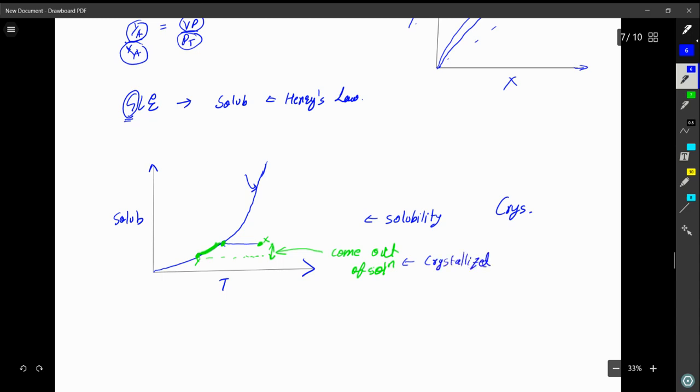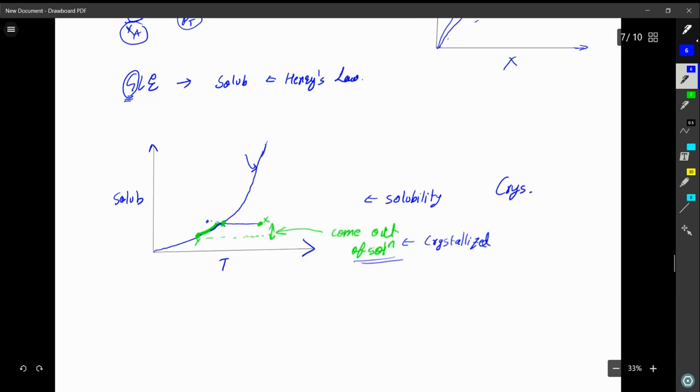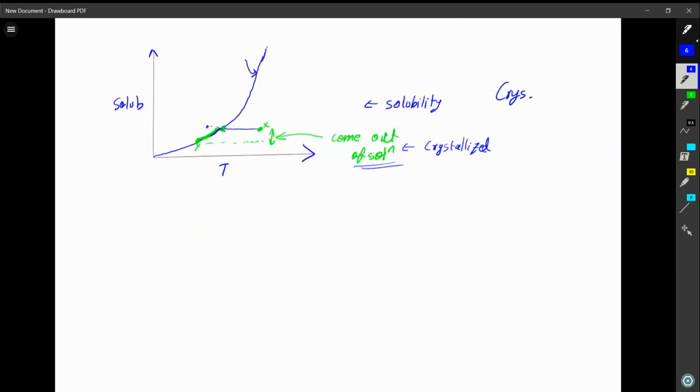Because going here is not possible, you need to travel along this curve. So the solubility is decreasing. Where is the remaining salt going? It is going out of the water or out of the solvent. So that is the amount which is crystallized. So now you can read a solubility curve.